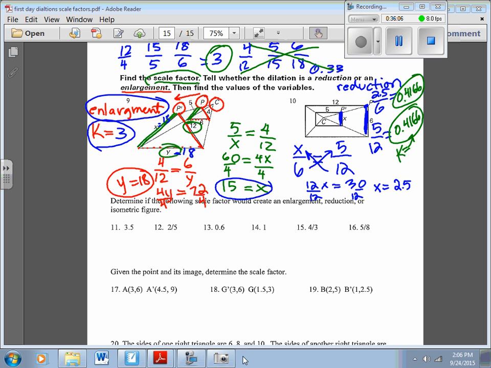All right, now the next numbers, 11 through 16, we're going to do those together. We'll write E if it's an enlargement. We'll write R if it's a reduction. And we'll write I if it's isometric. Now, what do you think isometric would mean?